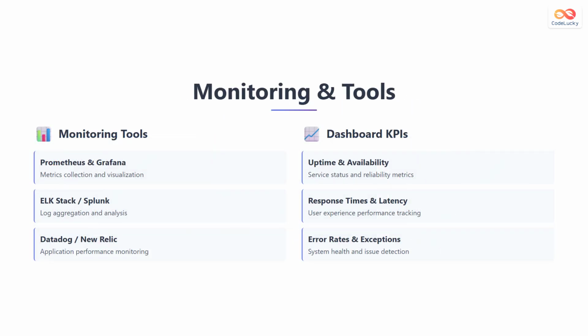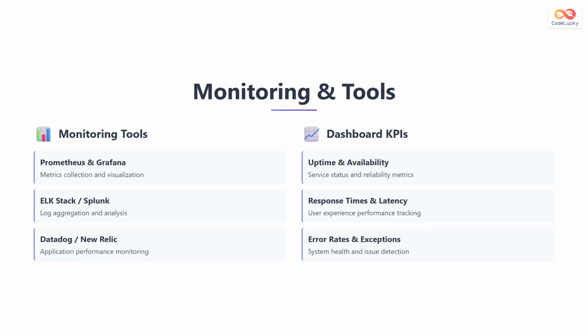Several tools help you monitor production environments effectively. For metrics collection and visualization, teams use Prometheus and Grafana, which gather performance data and display it on dashboards. For log analysis, the ELK stack or Splunk collects logs from across your system. For application performance, tools like Datadog and New Relic provide deep insights into how your code is performing.